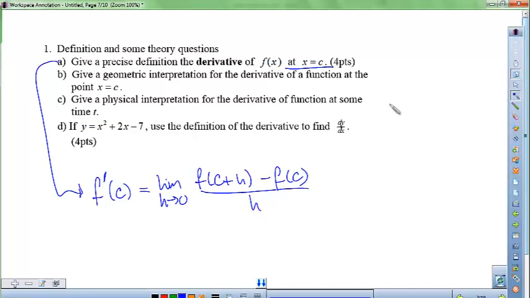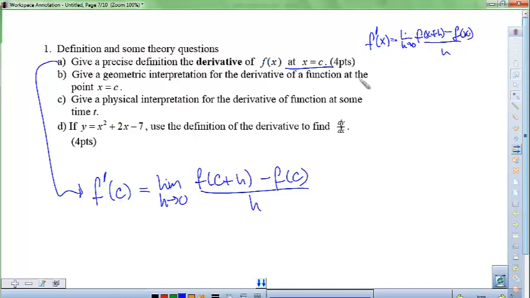Now this is exactly coming from your derivative f prime of x is equal to limit as h approaches 0 of f of x plus h minus f of x all over h. Now instead, though, you replace this thing with c, so every time you see an x you replace it with c, and that's exactly what happens here. Okay, so that is our definition.